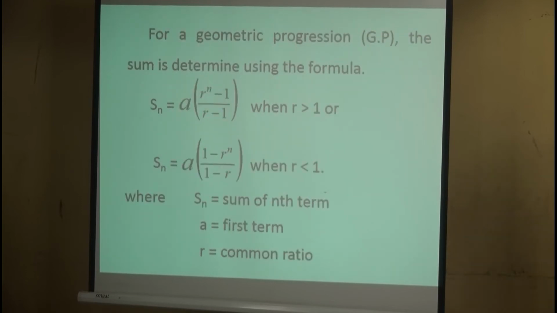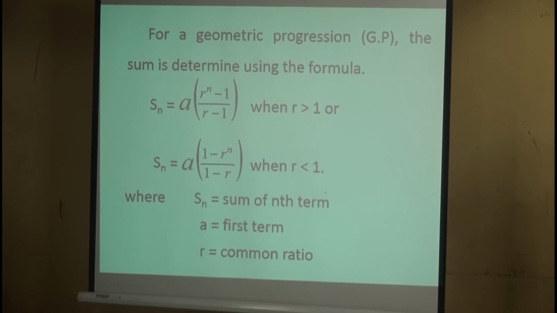Now for geometric progression, which is GP, the sum is determined using the formula Sn equals a open bracket r raised to the power n minus 1 over r minus 1, where r is greater than 1. Student, take note. Sum of n terms is a into r raised to the power n minus 1 all over r minus 1. This is when r is greater than 1, that is when the common ratio is more than 1.